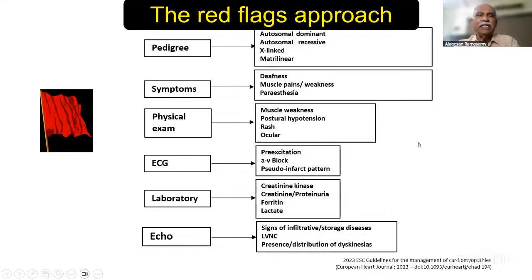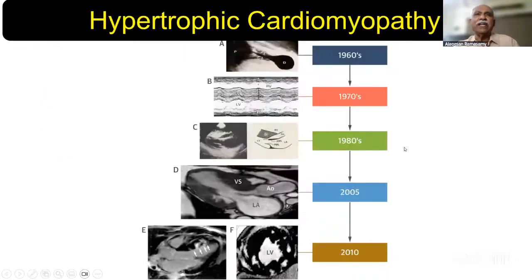So when you get a patient with left ventricular hypertrophy, first exclude secondary causes which are common, like systemic hypertension, aortic stenosis, etc. Then go ahead to exclude other genetic causes of hypertrophy. Then we come to the diagnosis of hypertrophic cardiomyopathy.